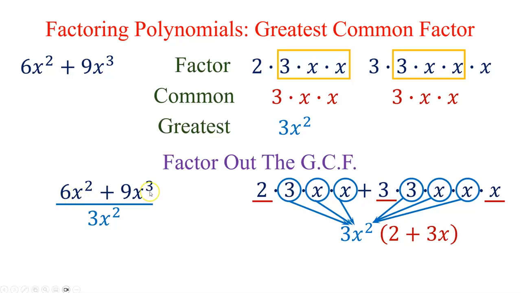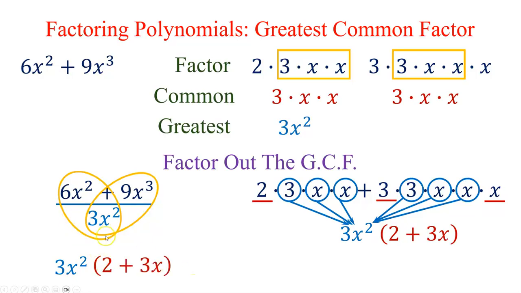In essence, when factoring out the GCF, you're essentially using division. So there's my original problem, 6x squared plus 9x cubed. The GCF is 9x squared, 3x squared, my apologies. Each of our two terms will be divided by our GCF. So I wrote out the GCF here, and when we divide the first term, we end up with 2. Divide the second term, we end up with 3x.